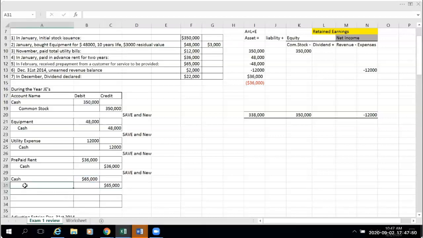But I need a name. Someone gave me money. Did I earn that? Did I do the job? The answer is no, I didn't. So you call it unearned revenue. Unearned revenue, it's a liability.